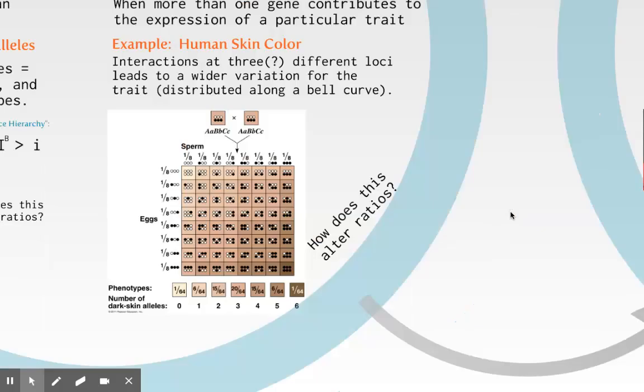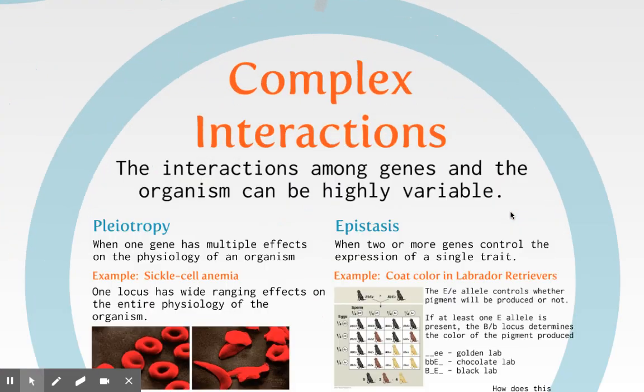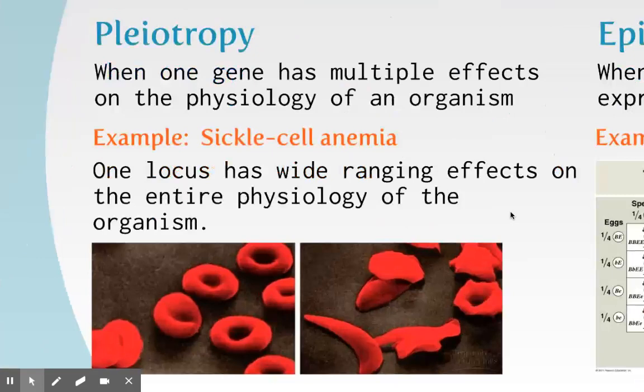So cool. Okay, and now we have these interactions between genes. So those were kind of like all our different types of inheritance. And now we can have genes that interact with each other, and so multiple traits are being affected. So pleiotropy is when one gene has multiple effects on the physiology of an organism.